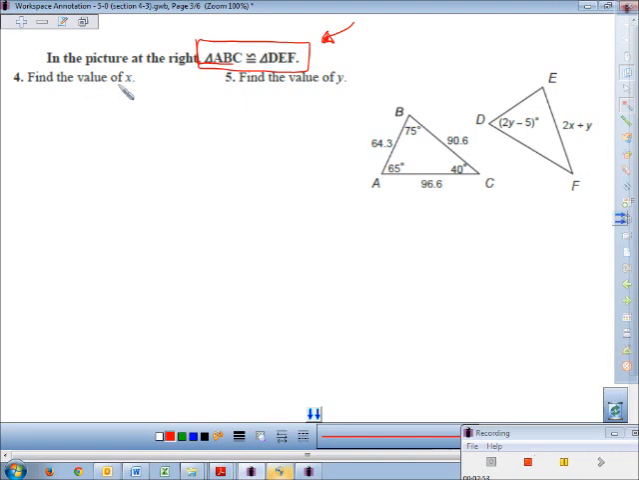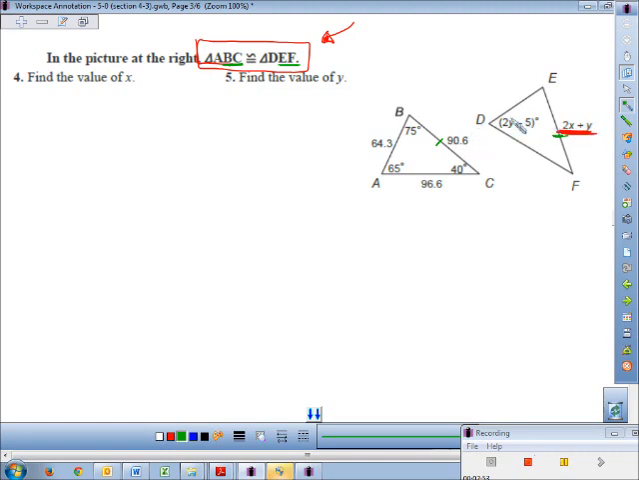Well, let's try problem 4, find the value of x. I've got to look in the picture and find some expressions with an x in it. Here's an expression with an x in it, and it's on segment EF. So if I look to my congruent statement, segment EF corresponds with segment BC, these two guys. Why don't we put single tick marks on those, realizing that they go together.